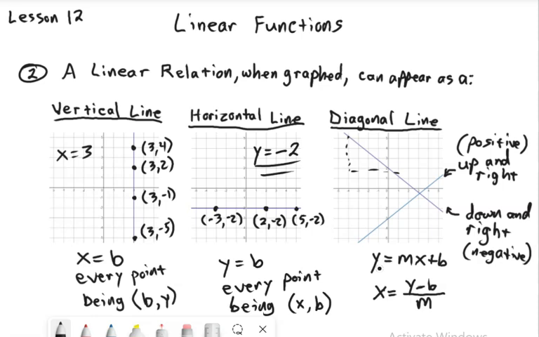One other thing I want to say is when it's up and right, this m right here is called the slope. That's what we're going to talk about in just a minute. For a positive, up and right line, the m is always greater than 0. And for a negative line, the m value is always less than 0, which is a negative number, and that's why we call it negative.